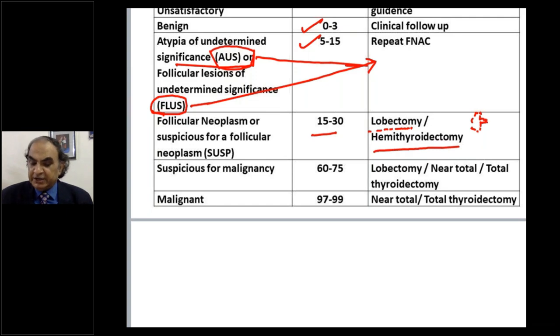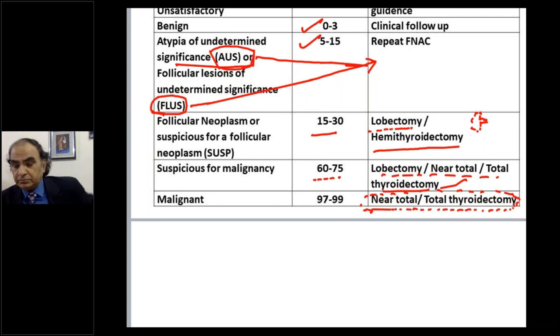If it is suspicious for malignancy, lobectomy, near total, or total thyroidectomy. That's the answer, depending on the protocol of your unit. We'll discuss that. And if it is malignant, there's no shortcut, except in very, very low risk malignancies, confined to one lobe, and a patient who is not too fit, or where the surgeon is not very comfortable doing total thyroidectomy, you may actually do hemithyroidectomy and proceed.